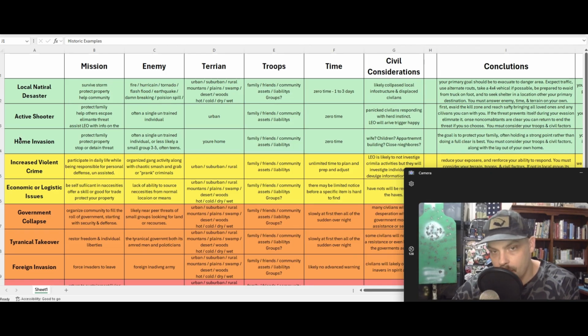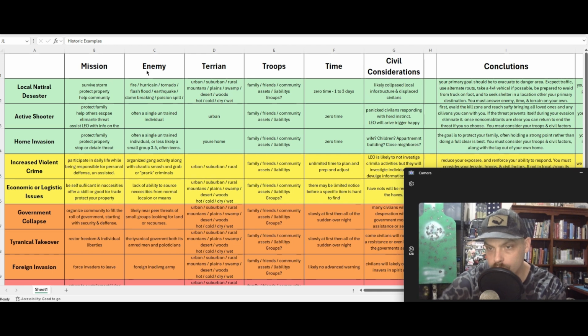Home invasion. Our mission is to protect our family, protect our property, and stop or detain the threat, right? Because if we allow the perpetrator to just escape, likely he's going to violate our rights or other people's rights again. Enemy: often a single untrained individual or, less likely, a small group of 3 to 5. If it is a small group, they are often teens.